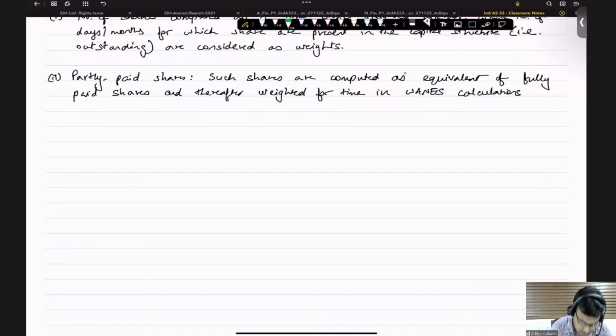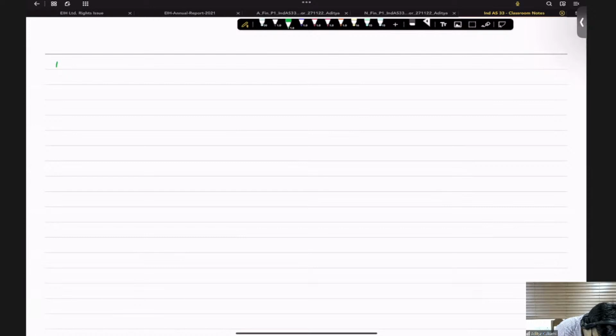Okay, now let us look at bonus shares. So now coming to bonus. What do you understand by bonus? Sir, bonus means capitalization of reserves. What do you mean by capitalization of reserves? Sir, जो भी reserves थे, we have utilized them to issue bonus shares.